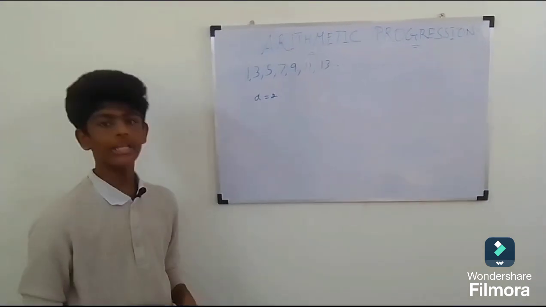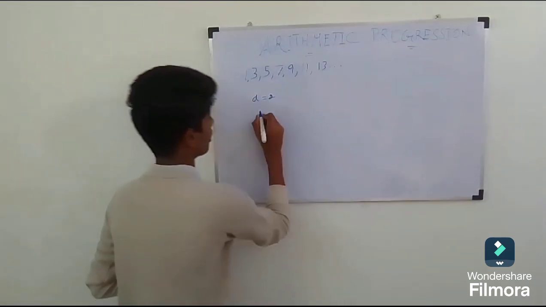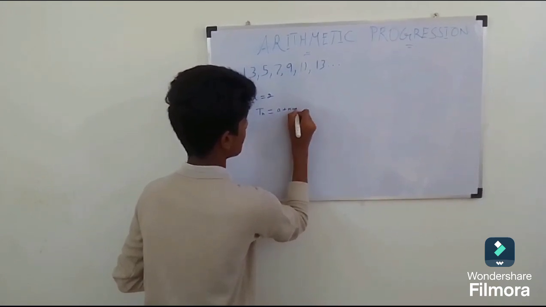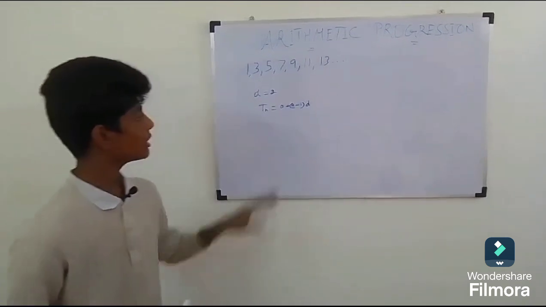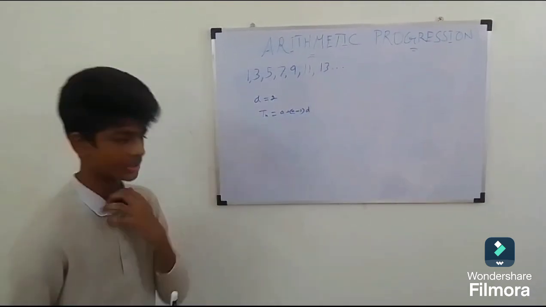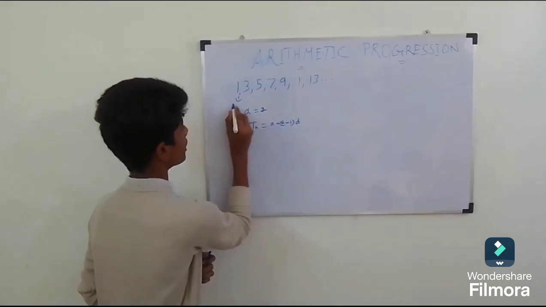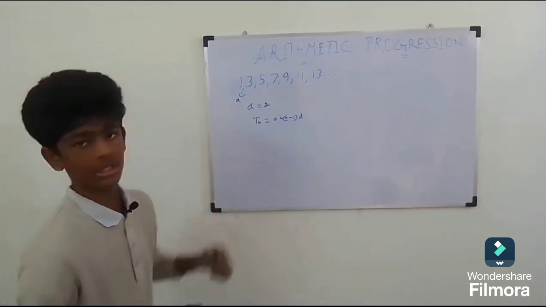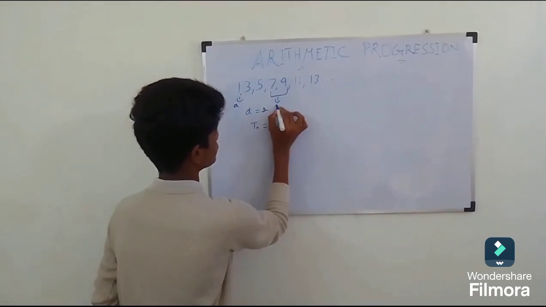To find the term of each set of numbers, you need a formula: Pn equals A plus (n minus 1) multiplied by D. You use this formula to find a number at a certain position in that set of numbers. So what is A? A is the first number of the set of numbers. In this set of numbers, 1 is the first, so 1 is the A. D is the common difference between two numbers, which is 2.